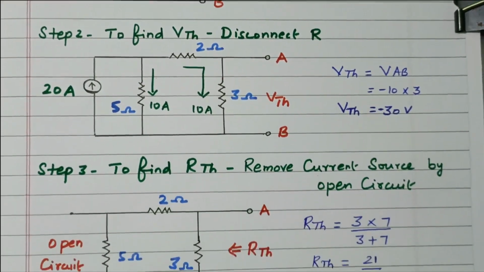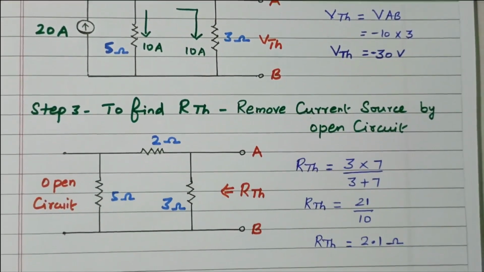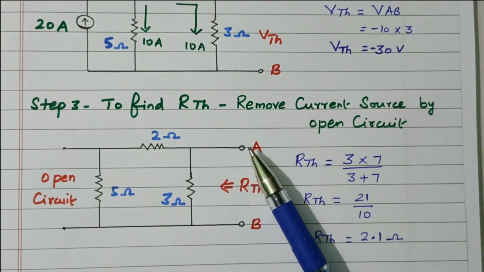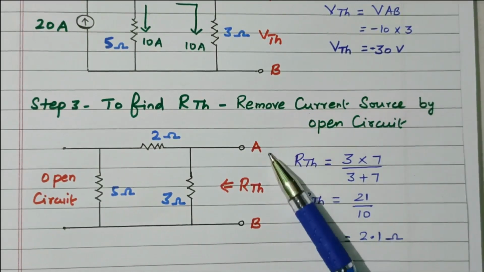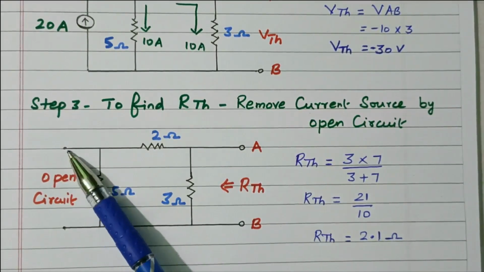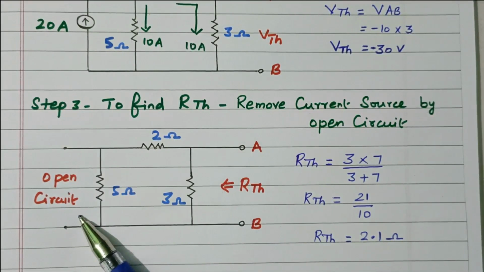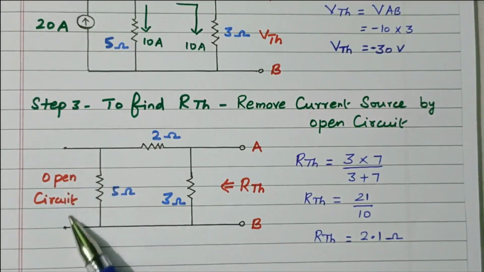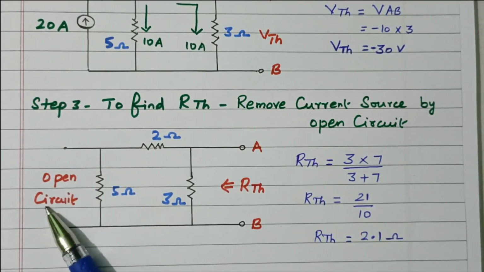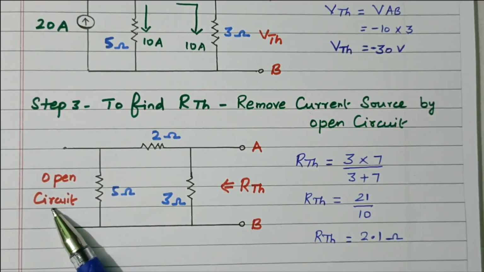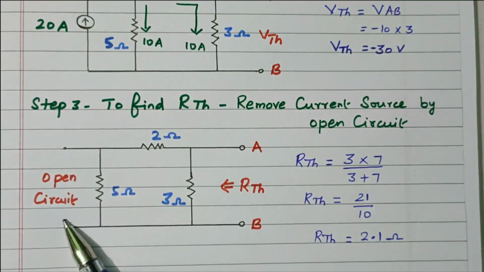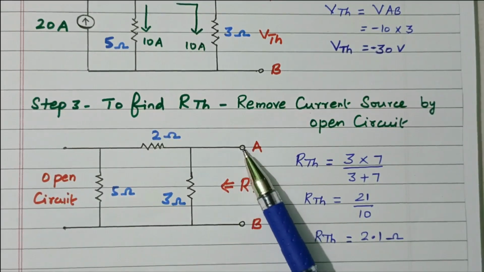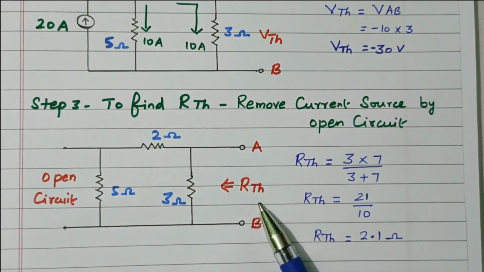Now we will find the Thevenin resistance, RTH. Right. What is RTH? The resistance across AB. We need to remove the voltage and current source. If you remove voltage source, that is short circuited. If you remove current source, it is open circuited. We have to keep the circuit in open condition. So here we have current source, so it is open circuited.